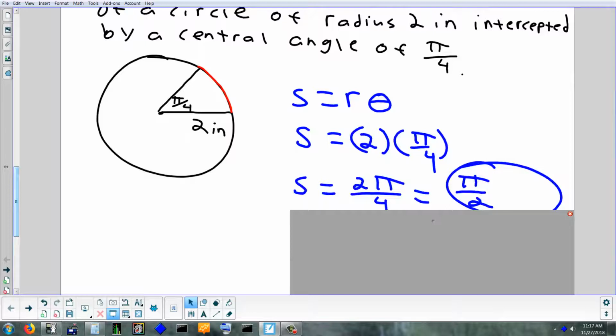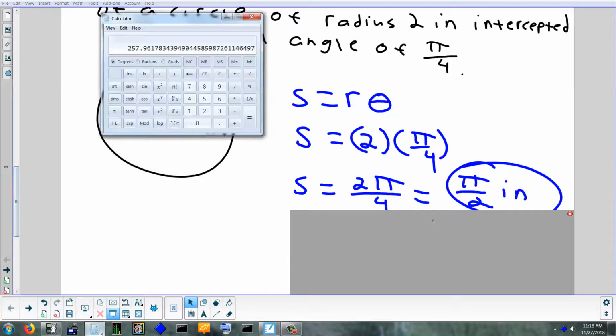And we just found S. What is S again? It's the length of the arc. So when we put a label on that, the label should represent length. How do you know what length unit to use? Use the same unit they used in the problem. So what should I put for a label on pi over 2? Inches.